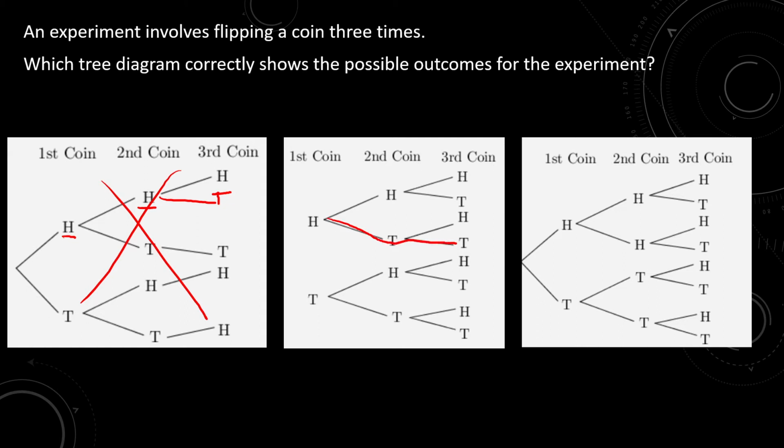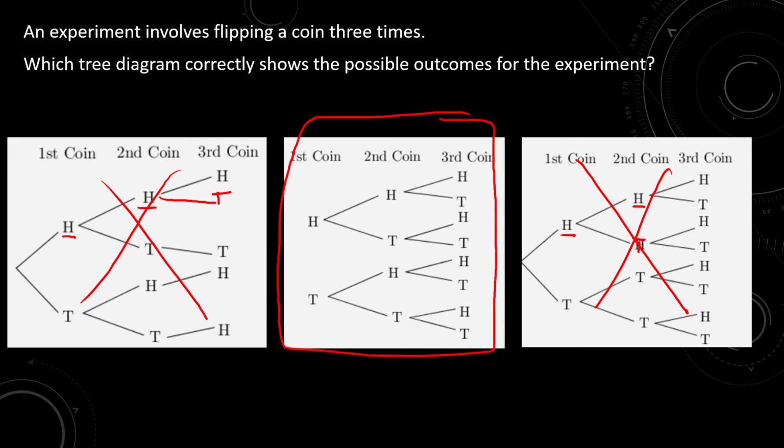This is looking good. This last one here, though, if I were to flip heads the first time, that means I could either flip heads or tails the second time. So this last one is going to be out, which means that this center one here is the one that we want. So we're checking to make sure that our heads and tails are alternating all the way down, even from here as well.